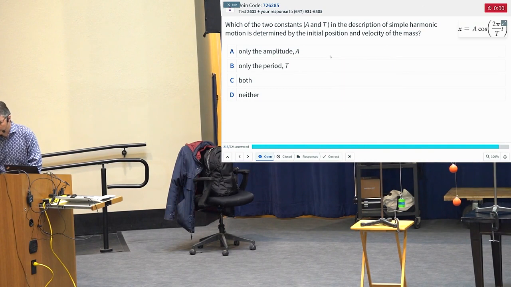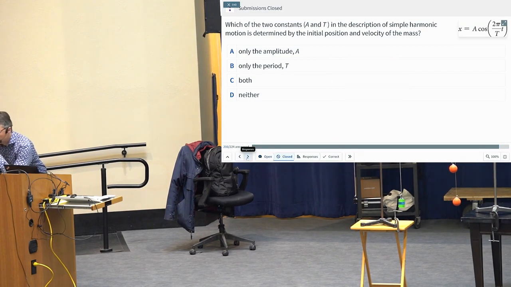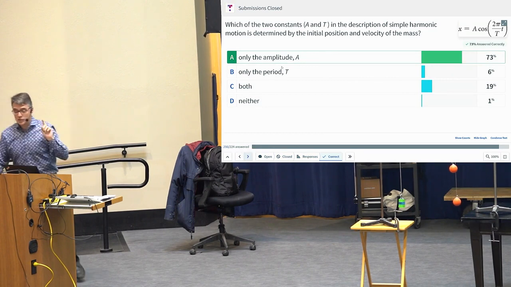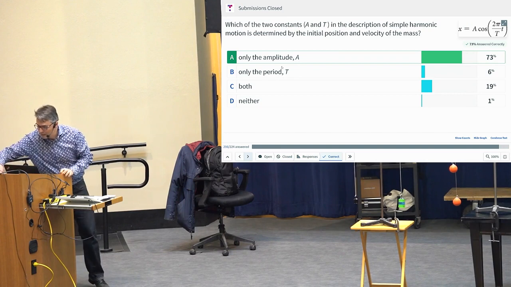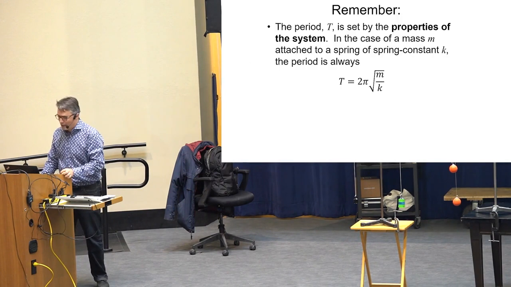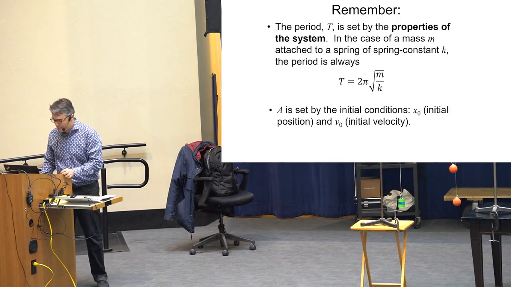Survey says. See if you guys are following me here. You got 73%. I like it. So the amplitude is set by that initial kick. But the period is not. The idea with the period is that it's going to be the same no matter what the amplitude is. Surprisingly, it's the properties of the system.